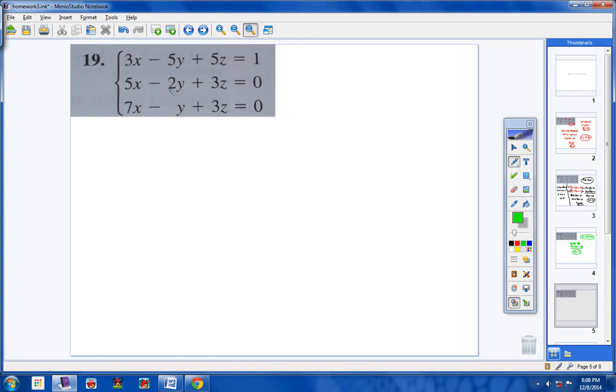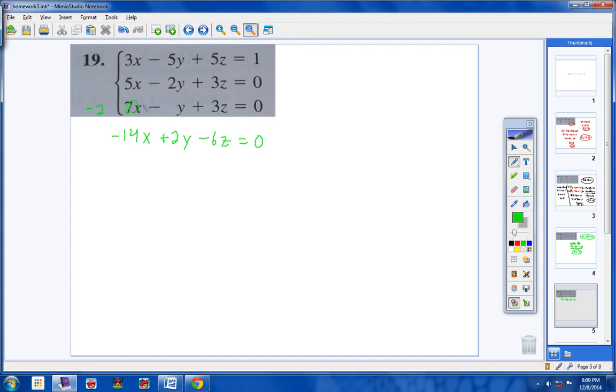Now, here we go. I'm going to take these two equations here, this one and this one, and I'm going to eliminate my y's. So what I need is to have a positive 2 here. So I'm going to multiply this equation here by a negative 2. Okay, so here we go. Negative 2 times 7 would be negative 14x. Negative 2 times negative 1 is a positive 2y. Negative 2 times 3 is negative 6z. And negative 2 times 0 is 0.